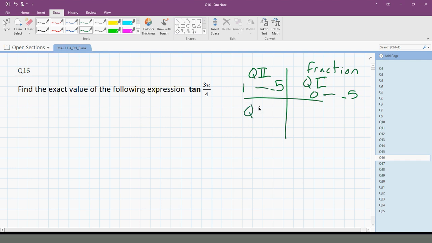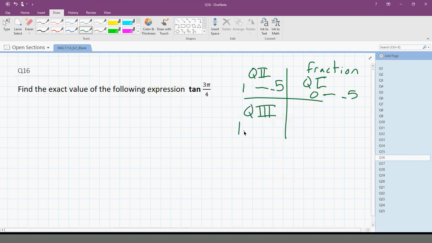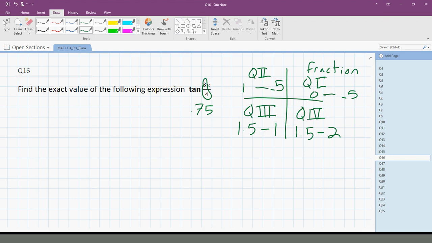If you're in quadrant 3, your fraction is between 0.5 and 1. And if you're in quadrant 4, your fraction is between 1.5 and 2. So if you look at 3/4, that's 0.75. So I know that this angle lies in quadrant 2.